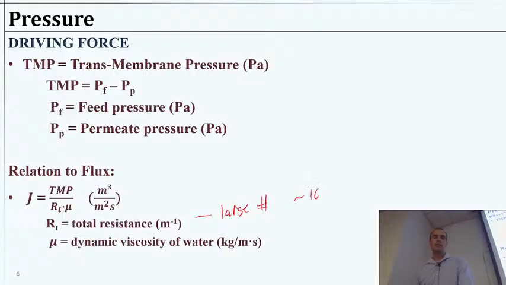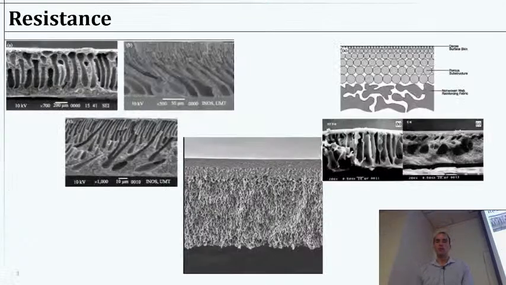Something like 10 to the 12th per meter. So we'll just see large numbers there. That's just normal. It's just the way it is, okay? It's a good thing we don't make our membranes 1 meter long.